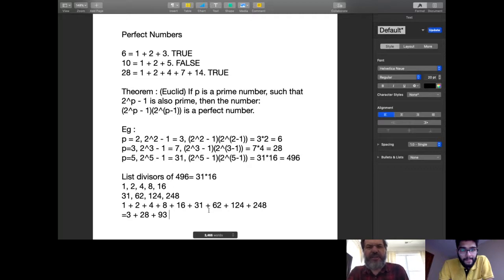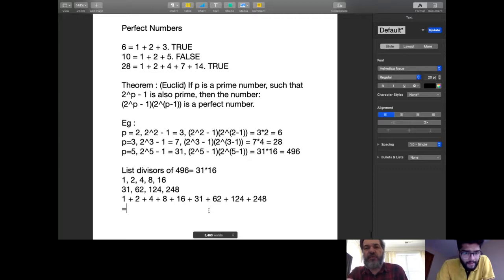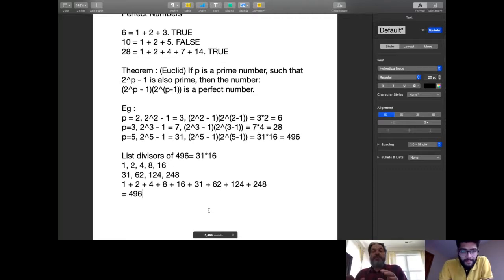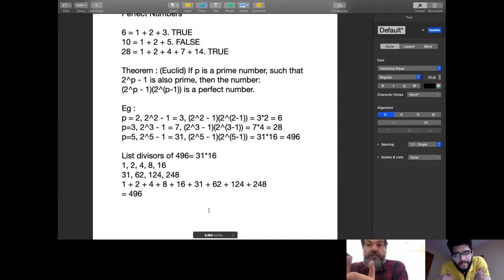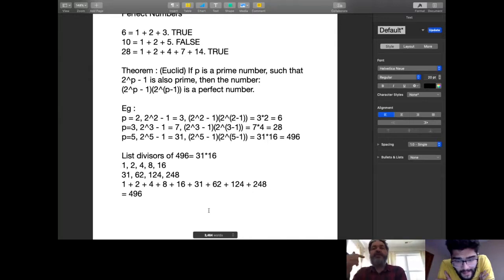Please don't write other stuff there. Let's just say equals 496. Allow anybody who watches this video to stop the video right now and check this. It can be checked, so it's correct. But I wanted to add these numbers in another way that tells us how to prove the statement in general.